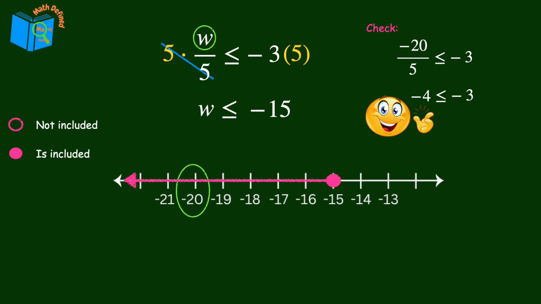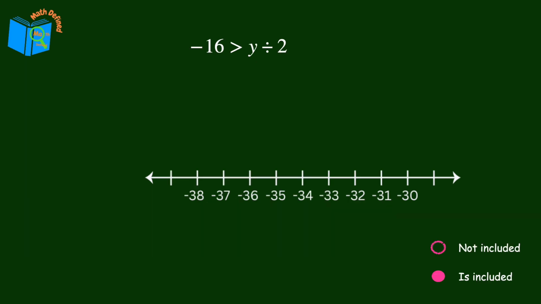Let's keep the momentum going with another example. Next, we have -16 is greater than y divided by 2. Before we solve for y, let's rewrite y divided by 2 as the fraction y over 2. Now it's clear that to solve for y, we need to multiply both sides by 2. The 2's on the right side cancel out, leaving y is less than. On the left side, 2 times -16 is -32.